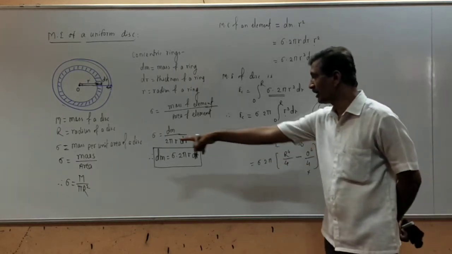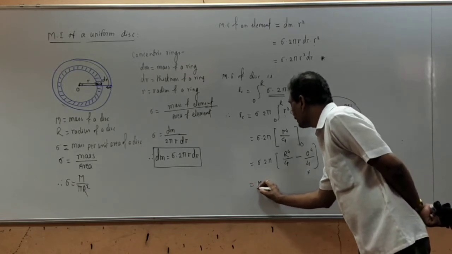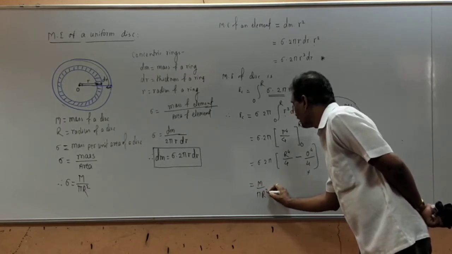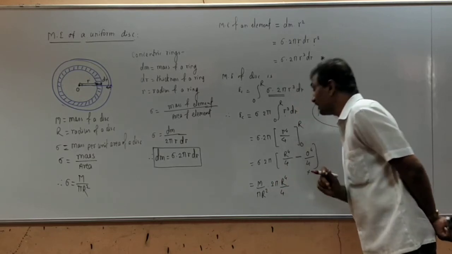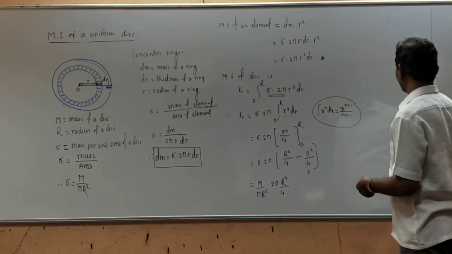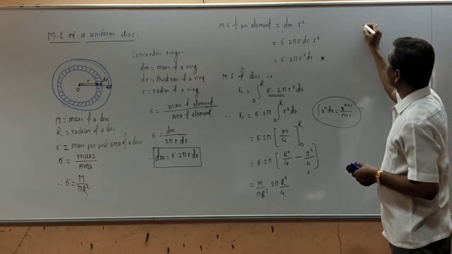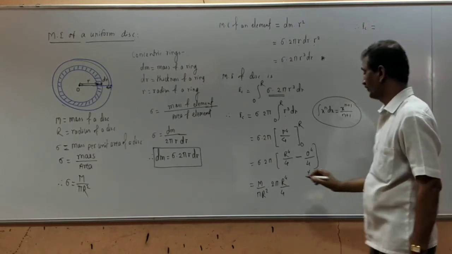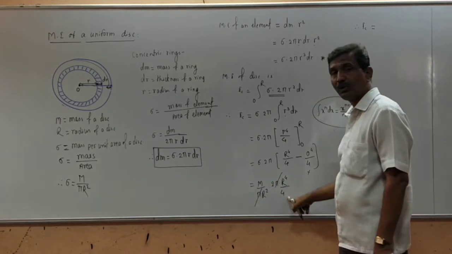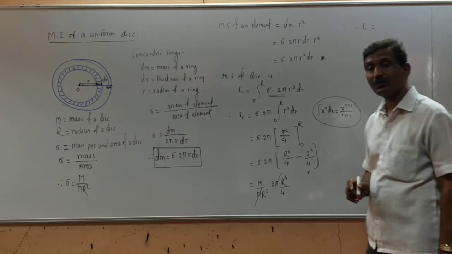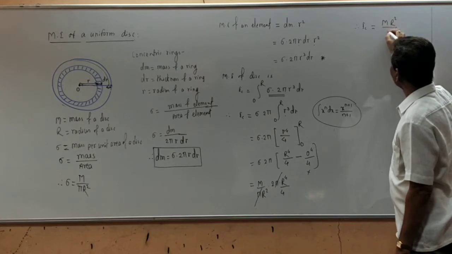Put the value of sigma. So what is sigma? It is M upon pi R square. So it is capital M upon pi R square into 2 pi into R raised to 4 upon 4. Simplify this expression. So what is the last step? IC is equal to pi cancels, 2 ones are 2, 2 twos are 4, R raised to 4 upon R square means only R square. So finally we get MR square upon 2.